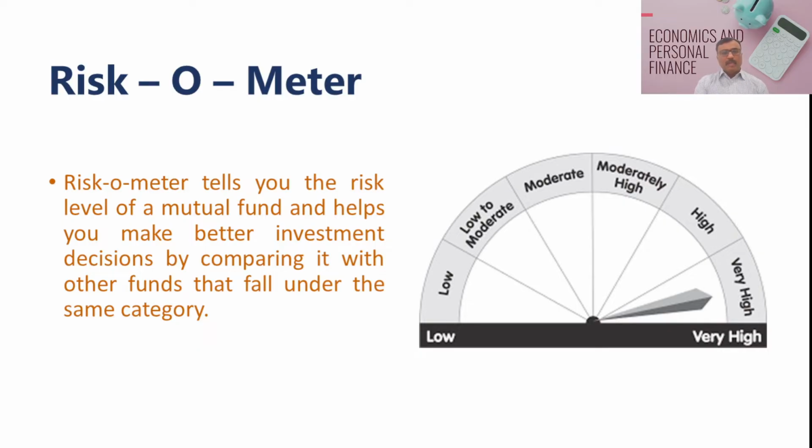The riskometer works like a measuring scale. It has different levels. Each mutual fund gets placed on this scale based on how risky it is. It helps us to see how safe or risky the mutual fund could be.